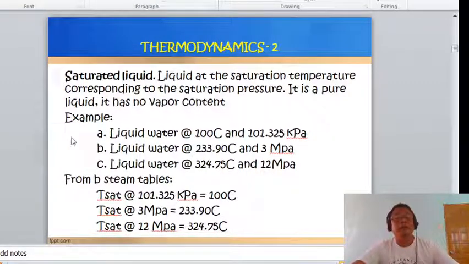Okay? So, the given class, or the example at the upper portion, of course, utilizes table 1, and this example B utilizes table 2. Okay? So, take note class, the steam table is composed of 4 tables. Table 1 is a table for saturation temperature. Table 2 is saturation pressure. Table 3 is vapor. And table 4 is for compressed liquid.